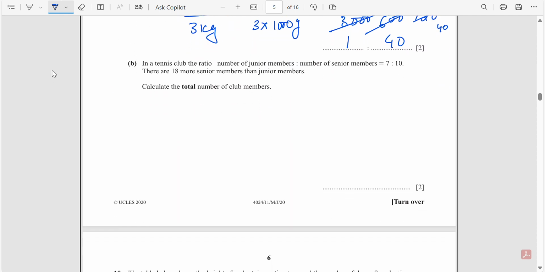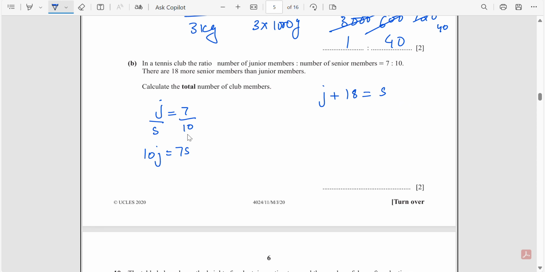In a tennis club, the ratio of the number of junior members to the number of senior members is 7:10. There are 18 more senior members than junior members. Calculate the total number of club members. So we'll take J as junior and S as senior. The ratio is 7:10. So from here we get this. And it says there are 18 more senior members than junior members. So junior members plus 18 would equal the senior members.